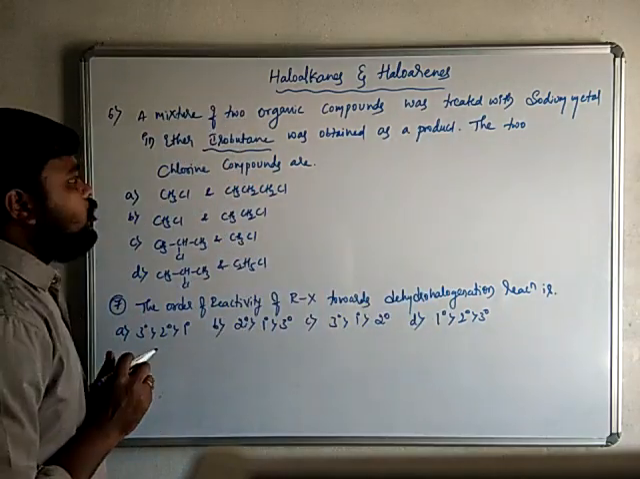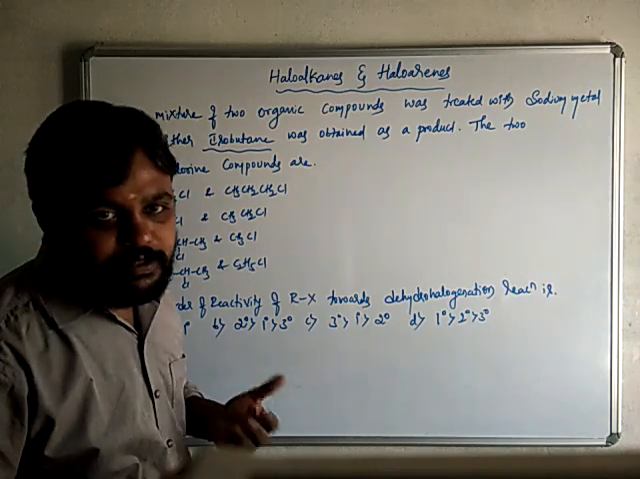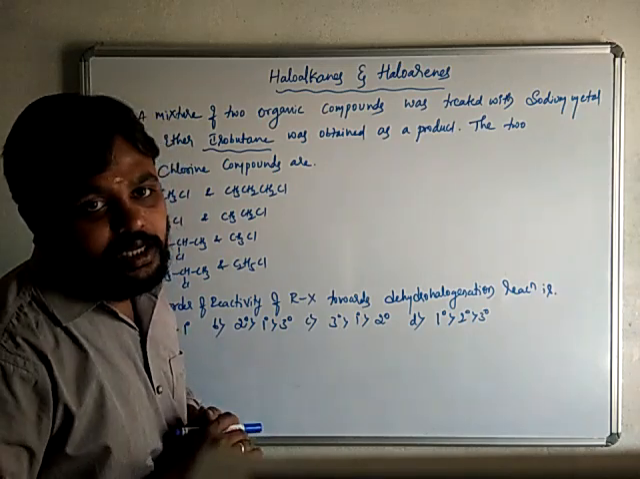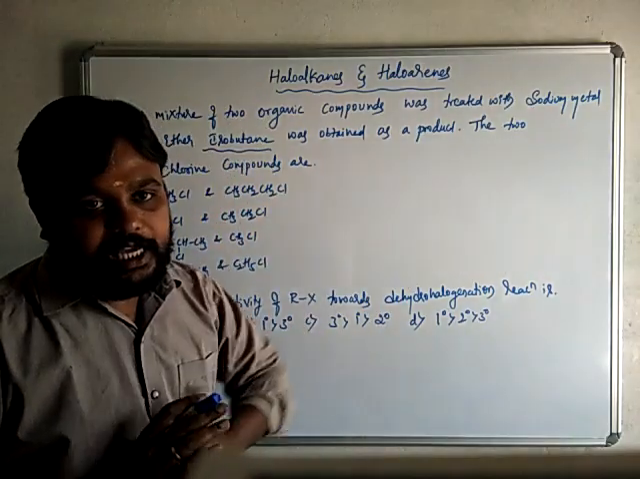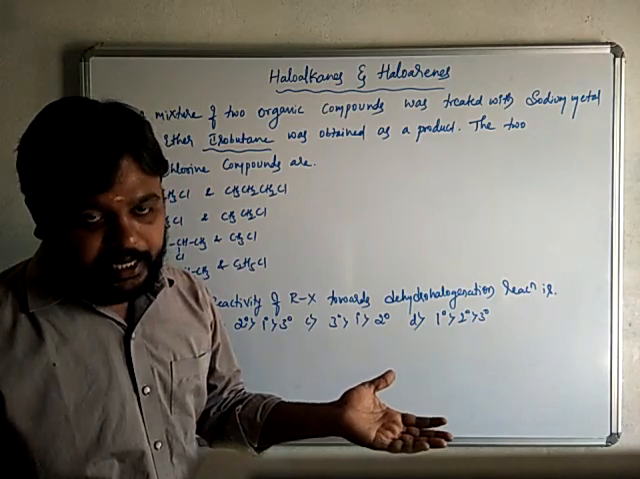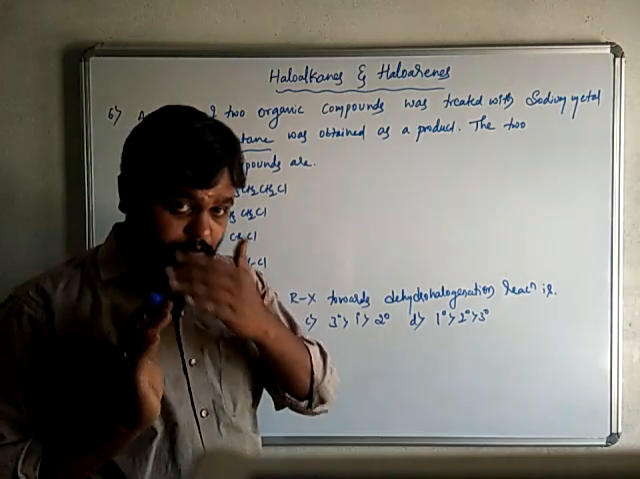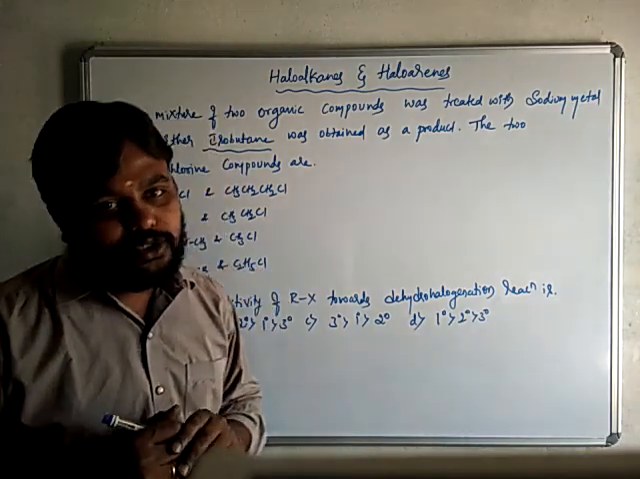The two chlorine compounds are... we know that three important named reactions, that is Wurtz reaction, Fittig reaction and Wurtz-Fittig reaction. If you take two alkyl halides reacting with sodium metal, it gives a higher alkane, this is Wurtz reaction. If you take one alkyl halide, one aryl halide, it gives Wurtz-Fittig reaction. In case of Fittig reaction, two aryl halides are condensed together.